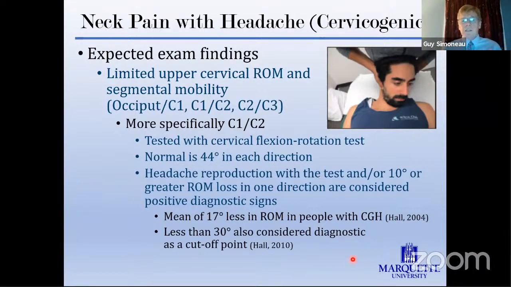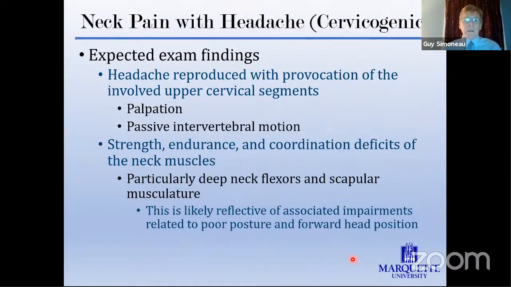But keep in mind, it's not just C1-C2. You also want to look at occiput-C1. It's not just rotation; also look at side bending and flexion of the upper cervical spine when you do your assessment. You also may expect reproduction of those headaches with your assessment of the upper cervical spine, either through palpation or your passive intervertebral motion.